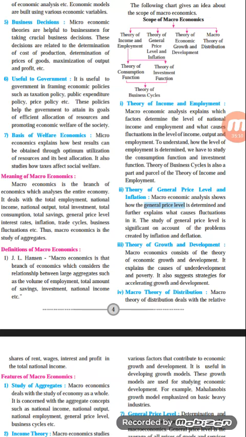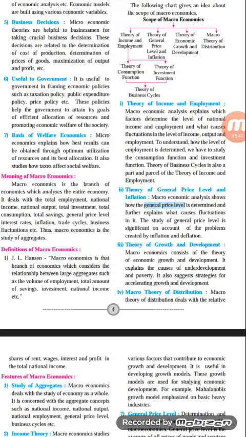Macroeconomic analysis explains which factors determine the level of national income and employment, and what causes the fluctuation in the level of income, output and employment. To understand how the level of employment is determined, we have to study the consumption function and investment function. In order to understand this particular factor, we have to understand the consumption function and investment function.